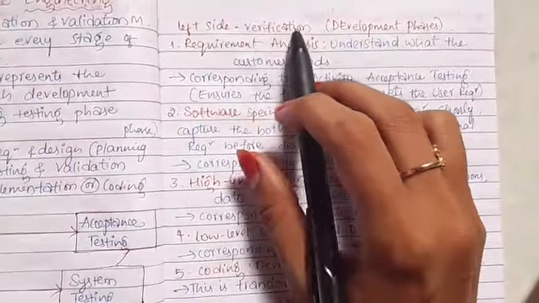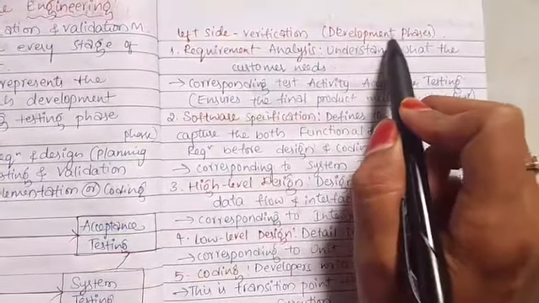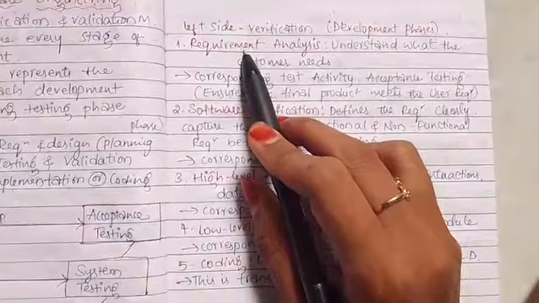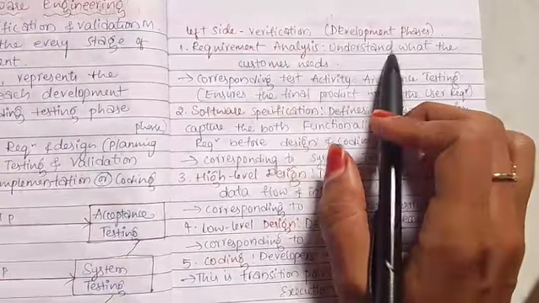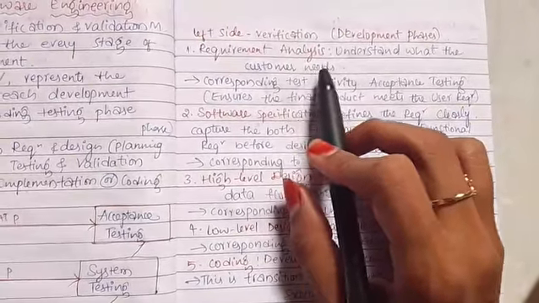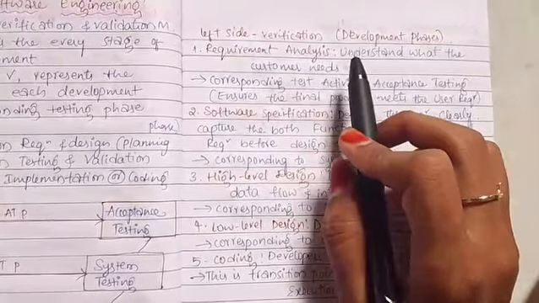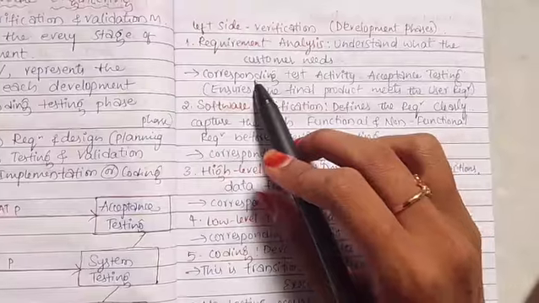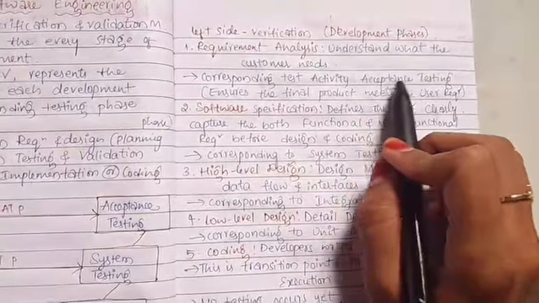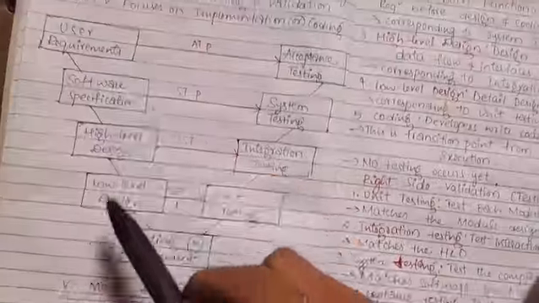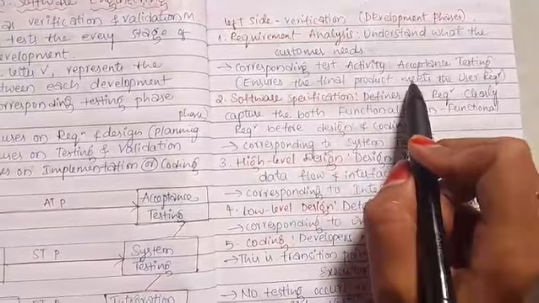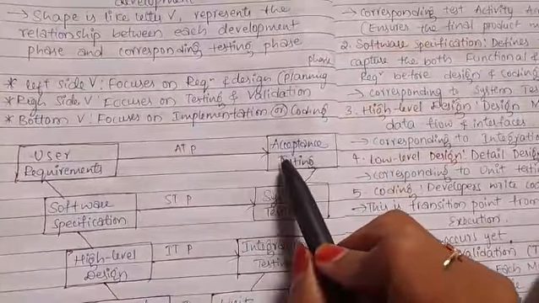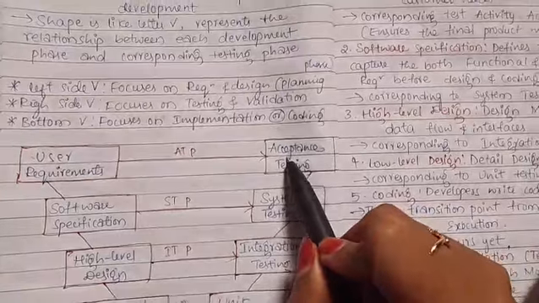The left side of the V, that is verification, is also called the development phases. We have 5 stages. The first is requirement analysis: understand what all the requirements from the customer are, and take the requirements from the customer. The corresponding test activity is acceptance testing, which ensures the final product meets the user requirements or not.